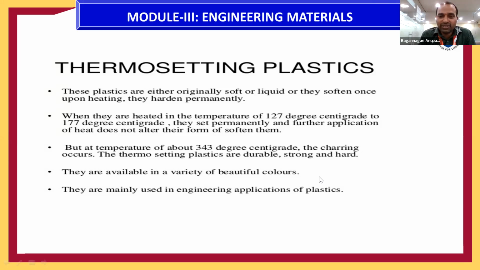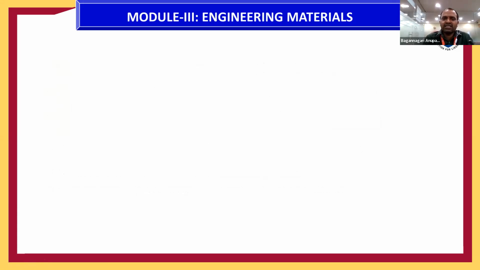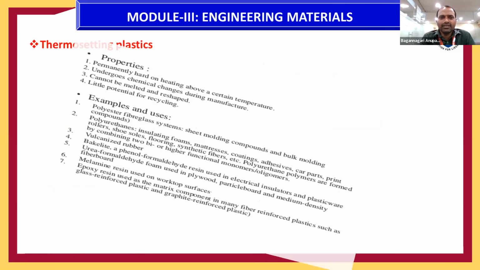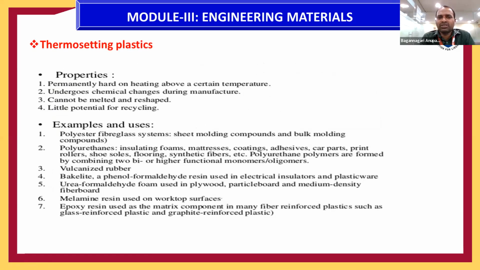Permanently hardened. Pressure cooker handles are hard and brittle. Switches are hard and brittle. After the molding process, they become permanently hardened. Materials like that are called thermosetting plastics, or thermosets. Their properties: permanently hardened, heating above a certain temperature undergoes chemical change during manufacture, cannot be melted and reshaped, little potential for recycling. Examples and uses of thermosetting plastics.